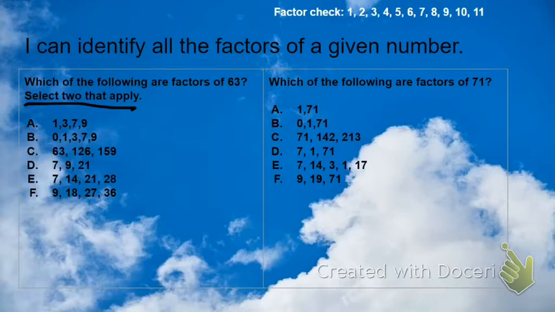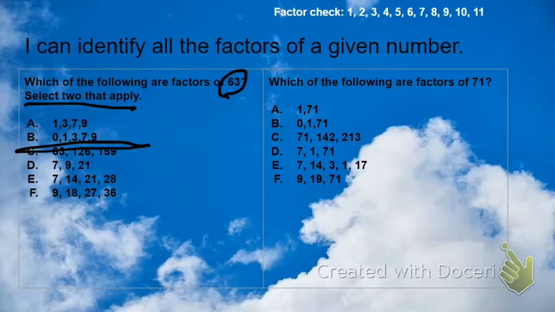Now, things I look for when eliminating answers for factors. I look for if a number is bigger than the number I was given. In this case, I was given 63. If it has a number in the answer that is bigger than 63, I know it is not correct because factors fall down. So I'm already thinking, C's not correct, okay? Now I've already eliminated one of my answers.